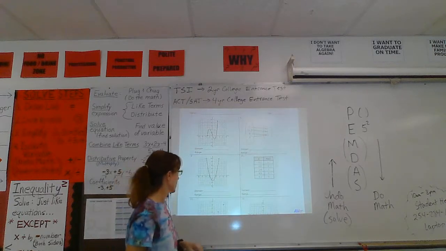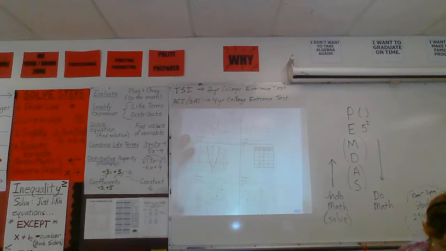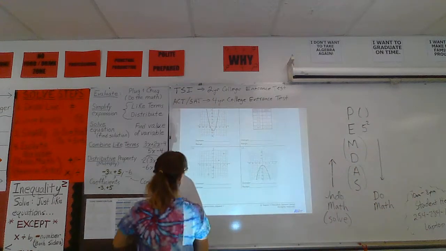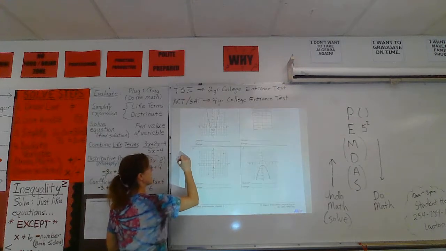Okay. Let's see, number 11 and 12. Last 2 on this, and then I'm going to turn you loose on the third worksheet. Discrete or continuous? Yes, these are individual dots. This is discrete.